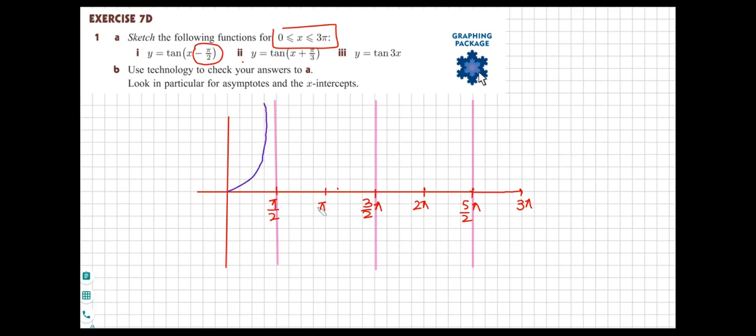Here, similarly, here we have this, and before it is going down like this. Clear? Yeah. This is for the tan x only.